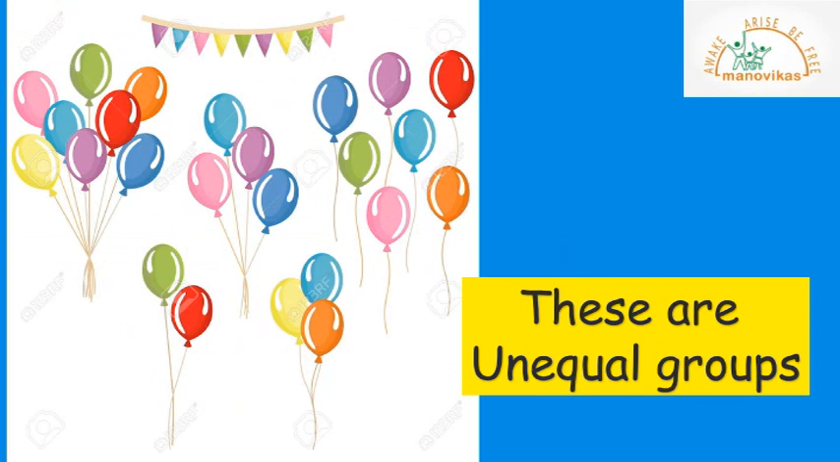Here we see beautiful colored balloons in unequal groups. Why do we call them unequal groups? Because some are tied with 8 balloons, some with 2, some with 3, some with 4. So the number in each group is unequal, and so we call these unequal groups.